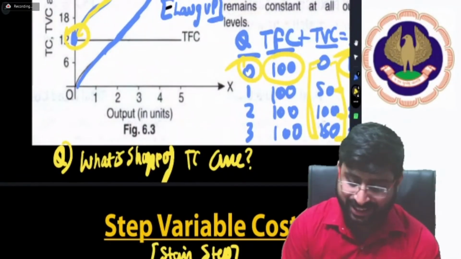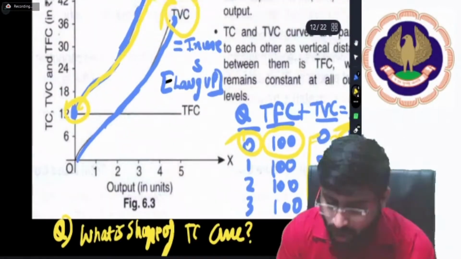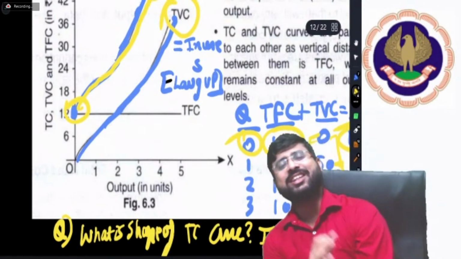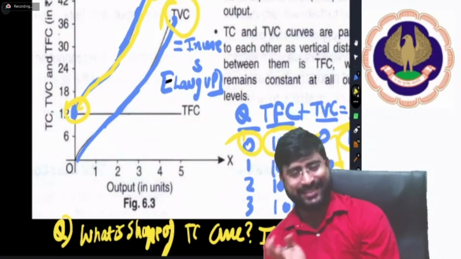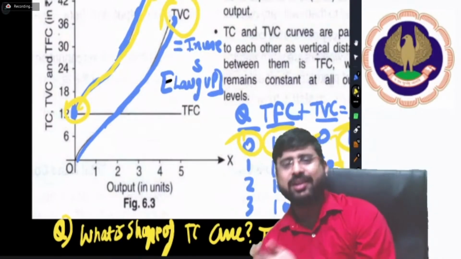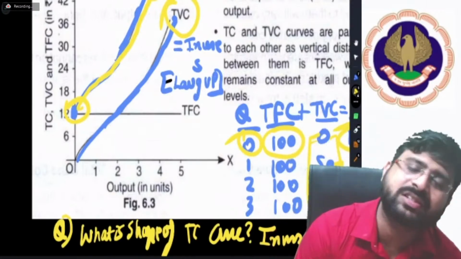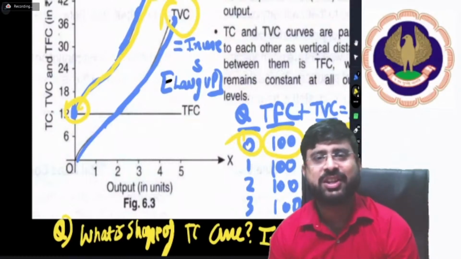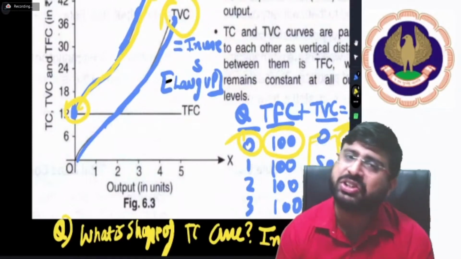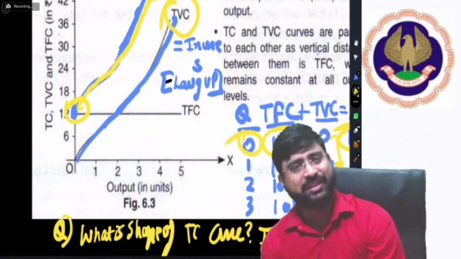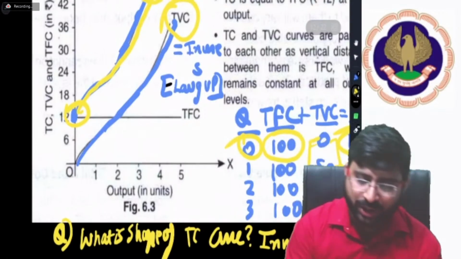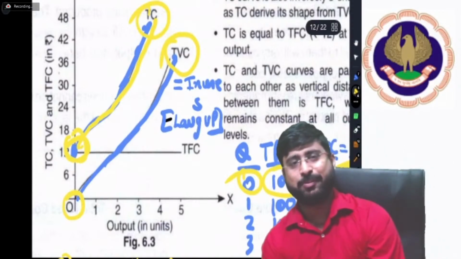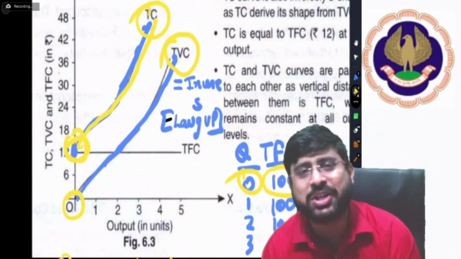Yes, the shape of the TC curve is also, in the short run, as we call it, inverse S. Why? Because it is changing just like TVC, and TVC is inverse S, so the TC curve is also inverse S. The only difference is that TVC starts from 0 and TC starts from the y-axis, because at 0 level, TC equals TFC.